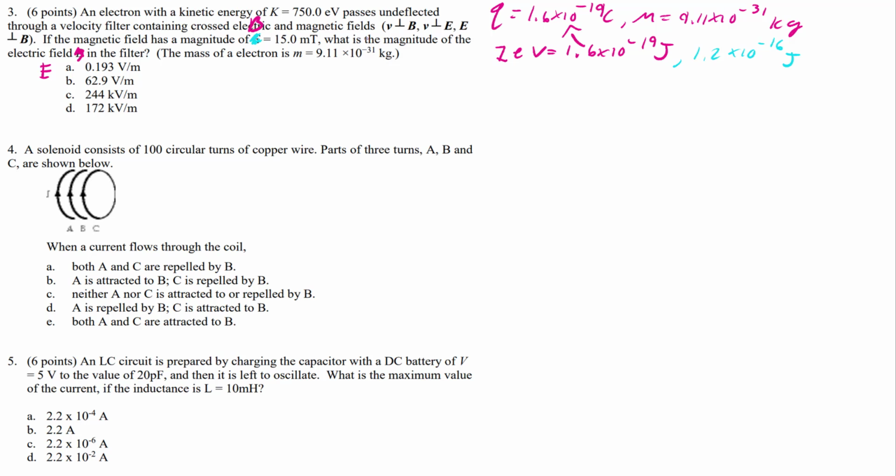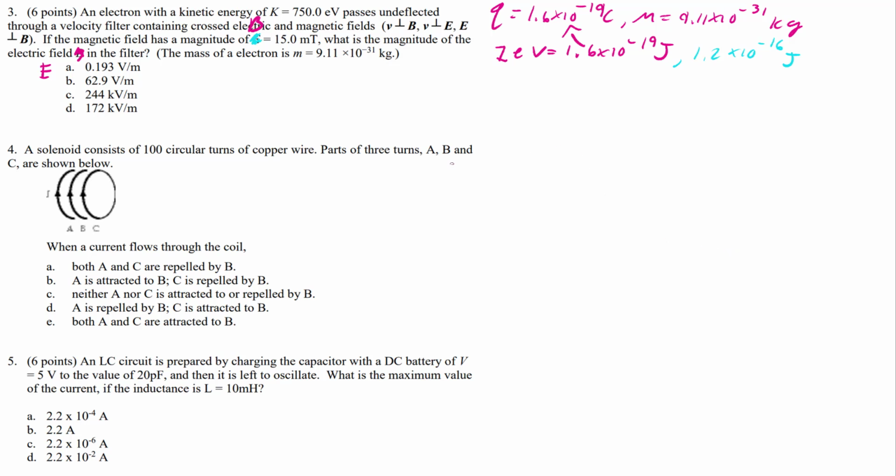So we have that it is undeflected through a velocity filter containing an electric field and magnetic field. And it says that the velocity is perpendicular to the B field, and the velocity is perpendicular to the electric field, and the electric field is perpendicular to the B field. And frankly, that's a lot to know, and I don't know what any of that means, and you probably don't know either, so we're in the same boat. Let's just continue, right? If the magnetic field has a magnitude of 15 milliteslas, what is the magnitude of the E field in the filter? So what is the magnitude of the E field?